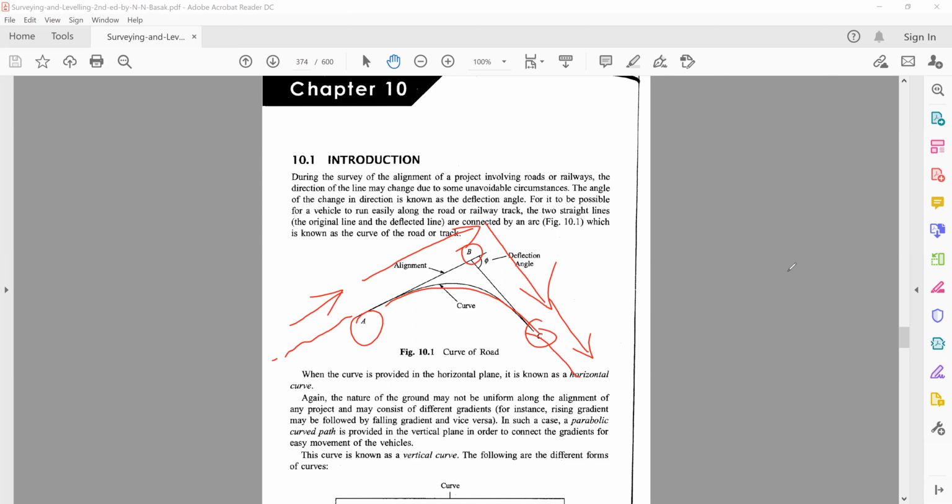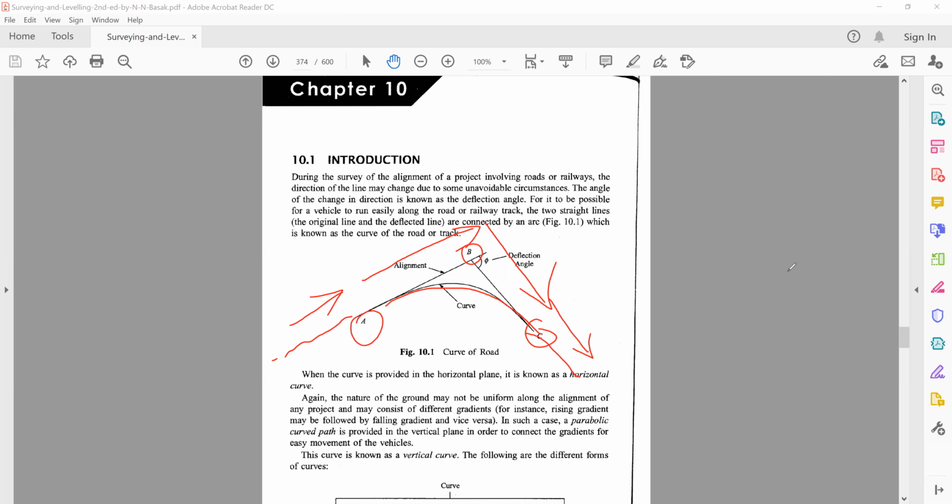So a curve allows you to change your direction of flow in a way which is very smooth. So you don't have to take any sudden change of direction. So everything can happen in a very efficient way. So this is basically the application of a curve.